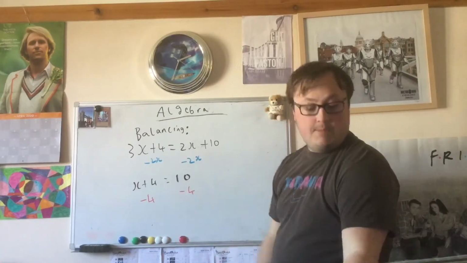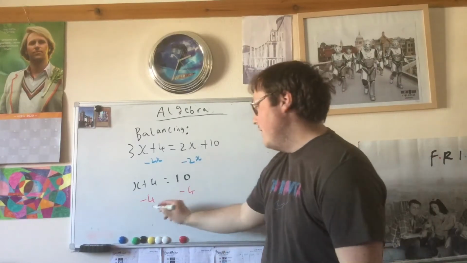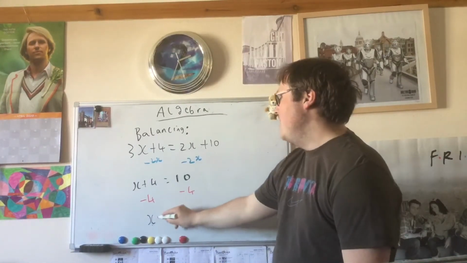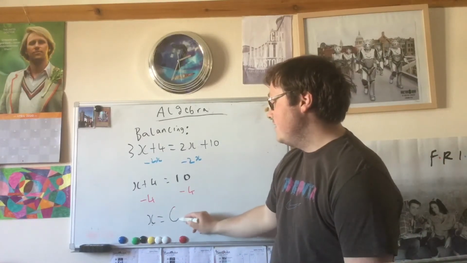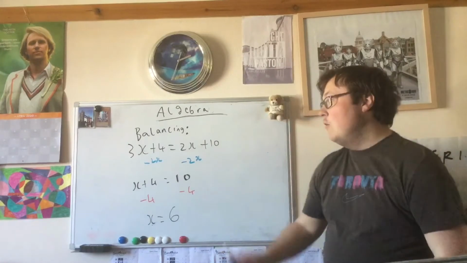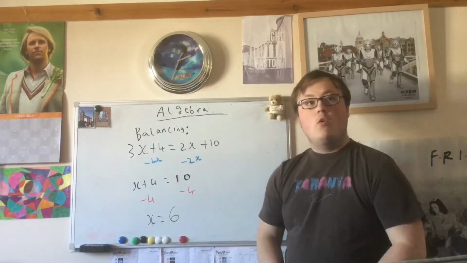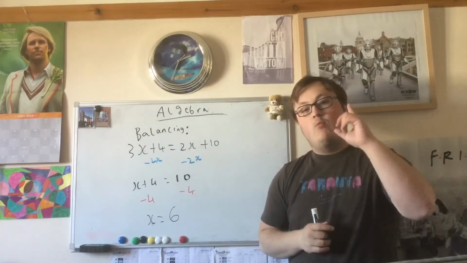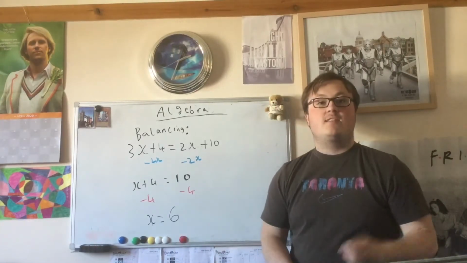So x plus 4 minus 4 gets us, well, x, 1x. 10 minus 4 gets us 6. Do we need to do anything else? No. We've now balanced it out fully. We've now got all our x's on one side and all 6's on the other side, and we've simplified it to just end up with 1x, which is 6.